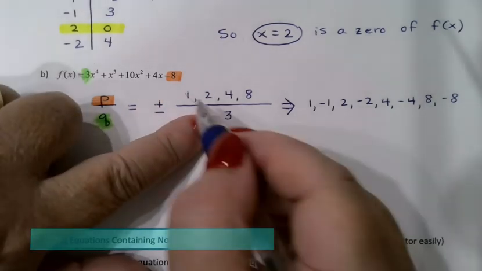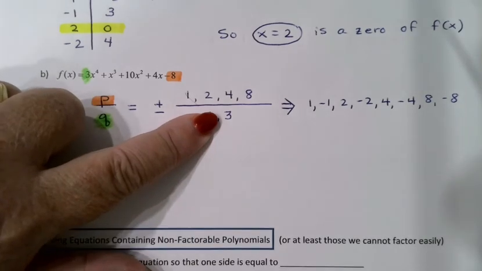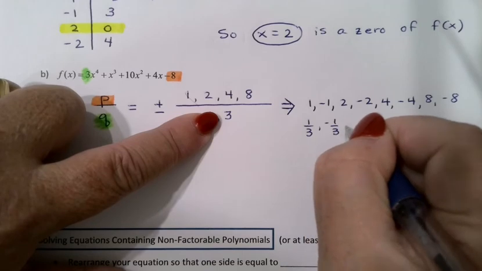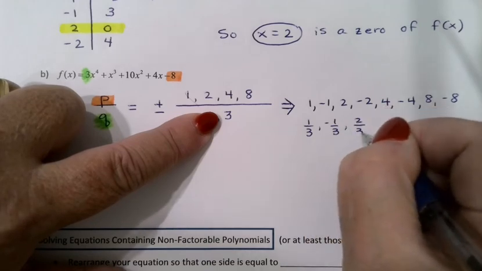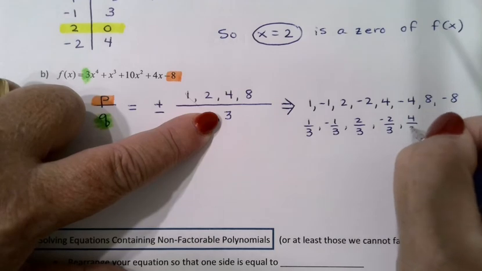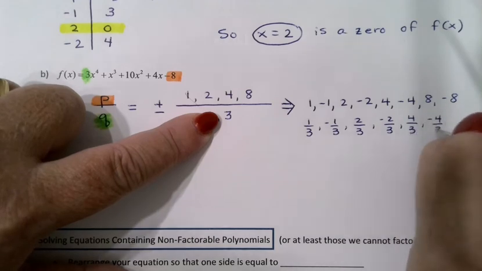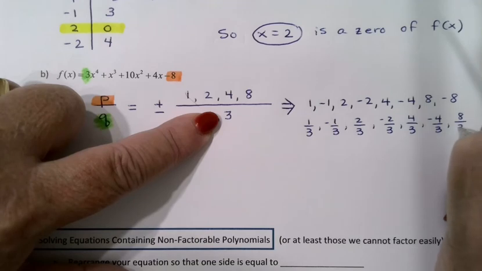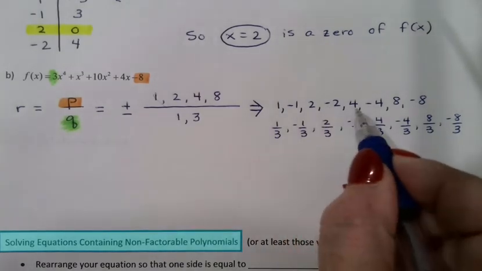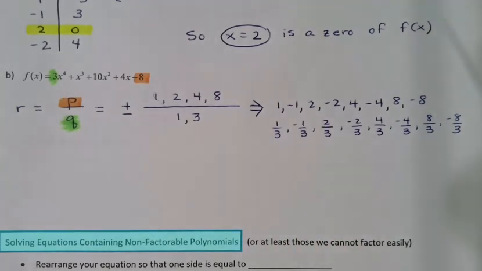Now I could also do all of these divided by the 3. So 1/3 or negative 1/3, 2/3 negative 2/3, 4/3 negative 4/3, 8/3 negative 8/3. Okay. So a lot of options this time, right? I don't know, 1, 2, 3, 4, 5, 6, 7, 16 options here. So a lot of things.